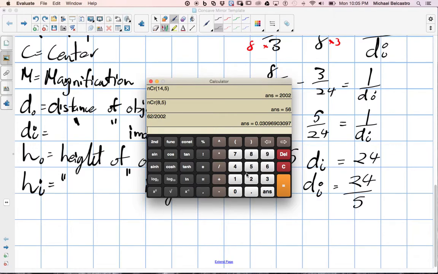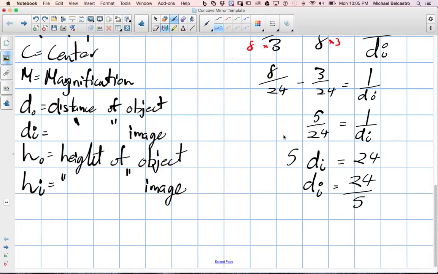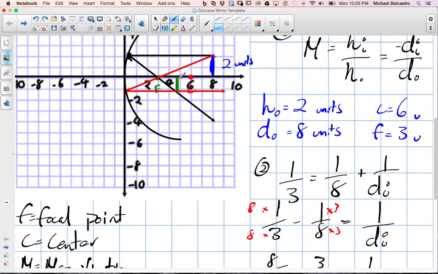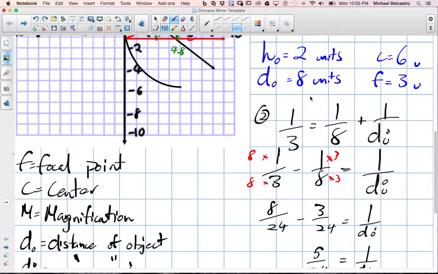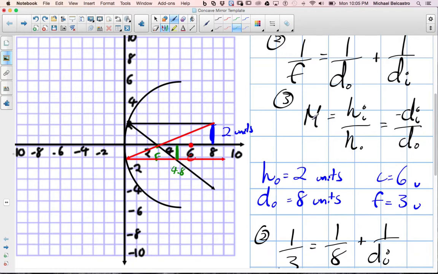If we want it in decimals, 24 divided by 5, that's 4.8. Okay. So the distance of the image is equal to 4.8. And if we take a look, that's not bad from where our Cartesian plane is drawn. It looks like that could be at the value of 4.8 for the distance of the image, the mirror image. Okay, that's good. Next, we want to find the magnification and also the height of the image.